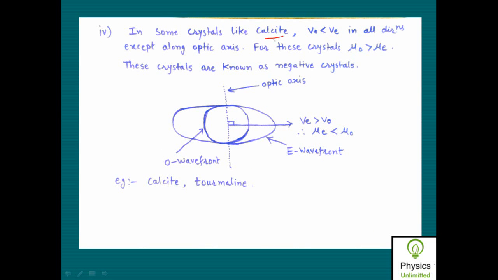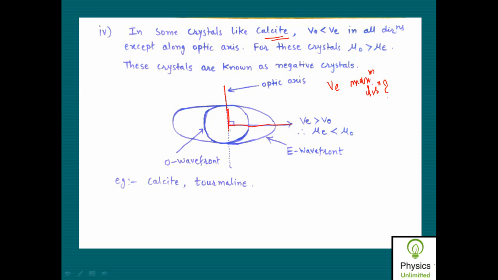For calcite crystal, velocity for extraordinary ray is maximum in which direction? Along the optic axis? All directions? I am asking for velocity for extraordinary ray is maximum in which direction? Perpendicular to optic axis. It is maximum in a direction which is perpendicular to the direction of optic axis. This velocity is maximum.